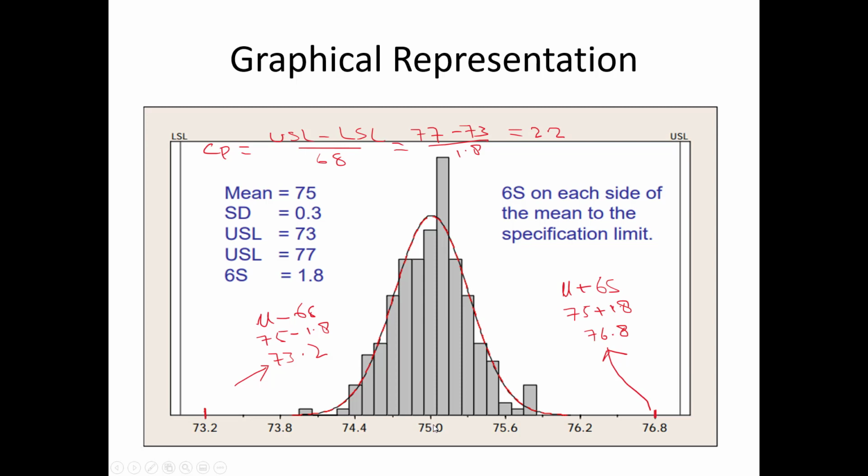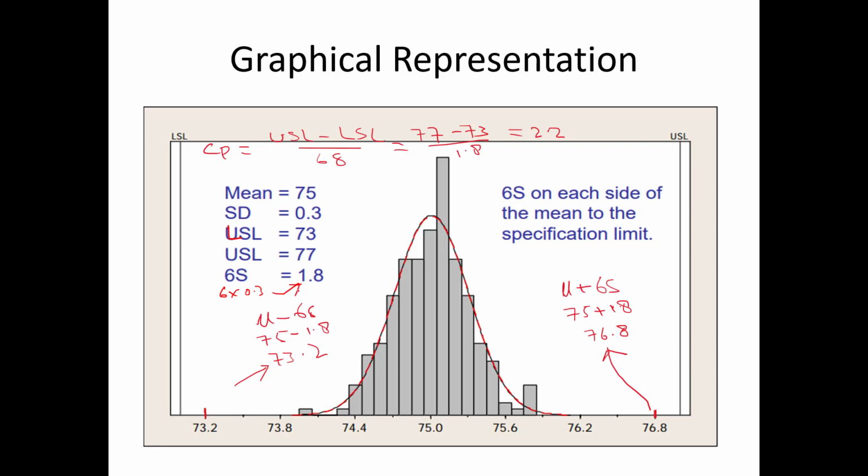Because it's a symmetric distribution, we will construct a symmetric distribution. 75 is the mean, and the standard deviation in this example is 0.3. This is the lower specification limit, and this is the upper specification limit. So let me correct this. This is the lower specification limit, which is 73, and this is the upper specification limit, and our standard deviation is 0.3.